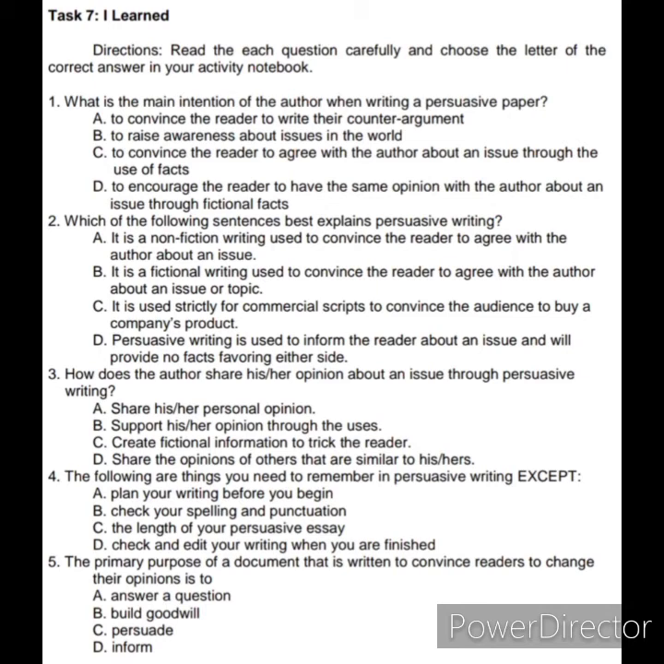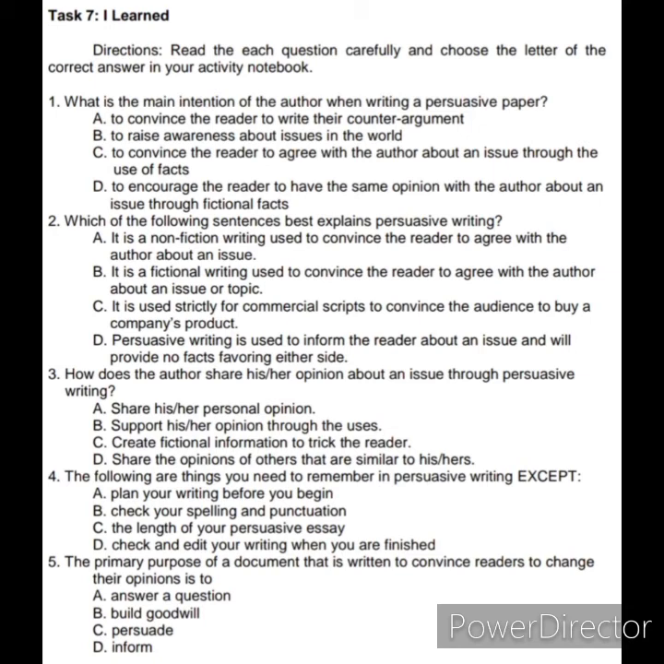Number 4. The following are things you need to remember in persuasive writing except: A. Plan your writing before you begin. B. Check your spelling and punctuation. C. The length of your persuasive essay. D. Check and edit your writing when you are finished.